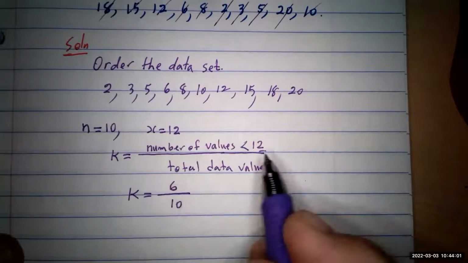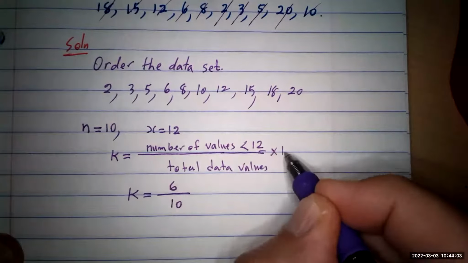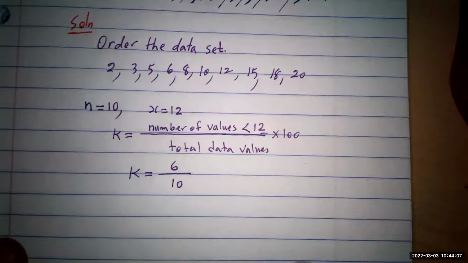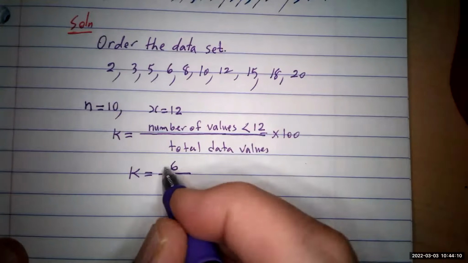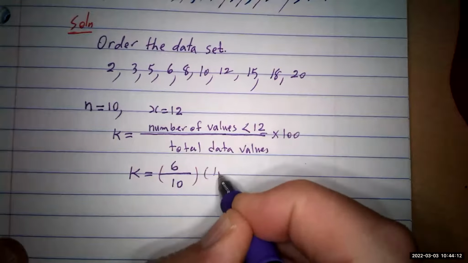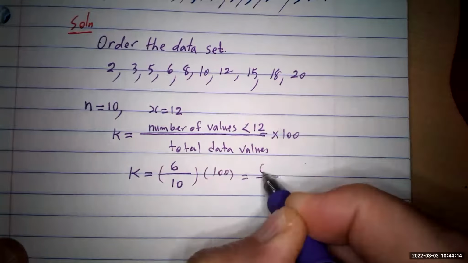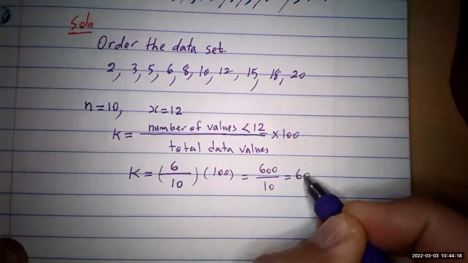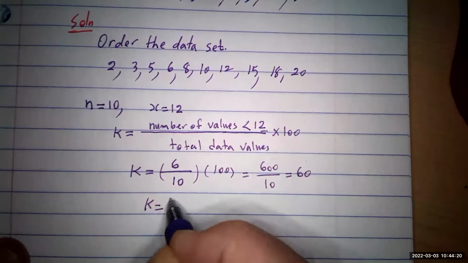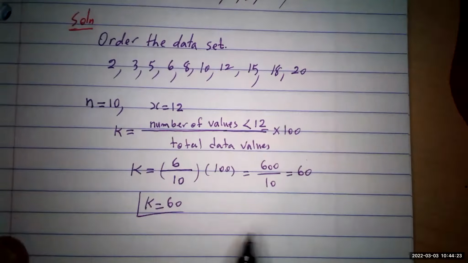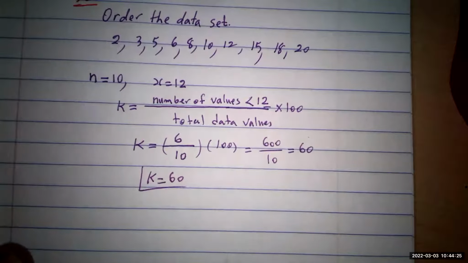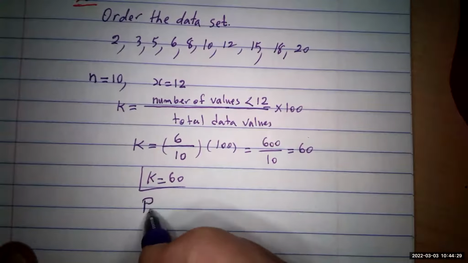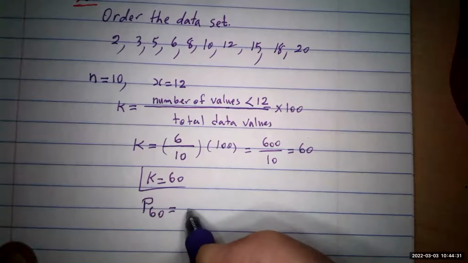I told you it's a decimal number. You can multiply by 100 here, or just do it yourself. So you multiply by 100. That gives 600 over 10, which is going to be 60. So k is equal to 60. So this is going to be the percentile of 12. The way we write it down, P60 is equal to 12.